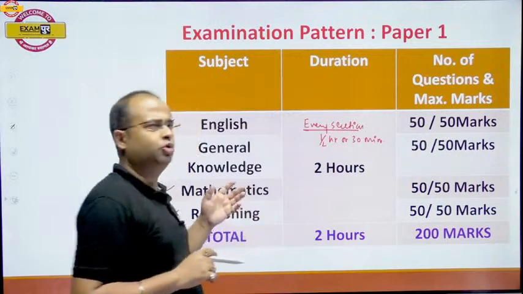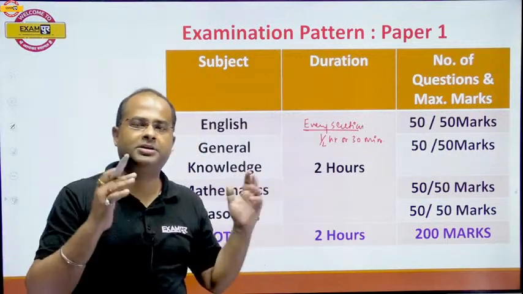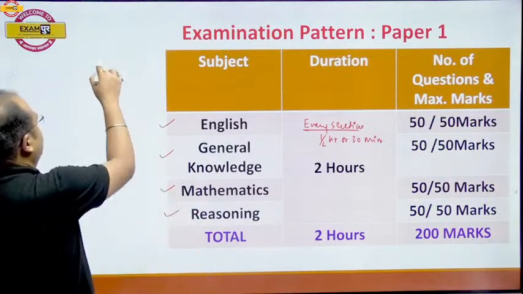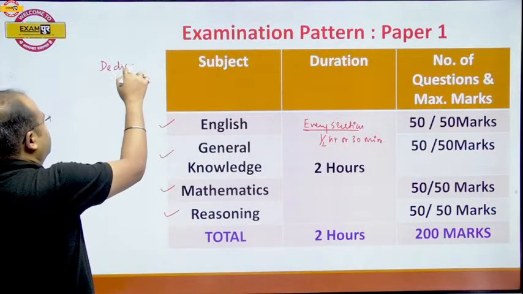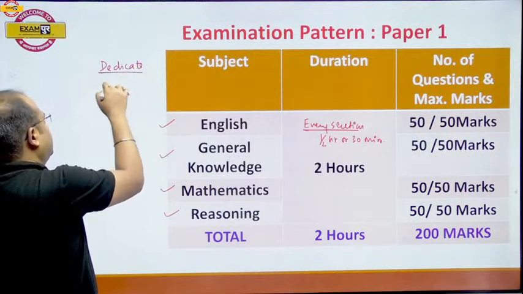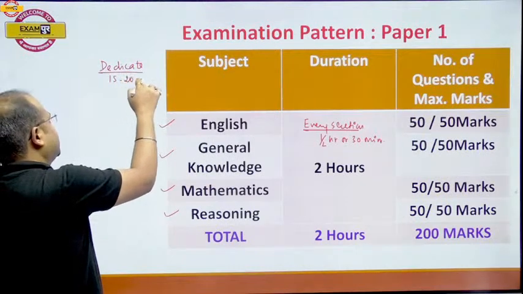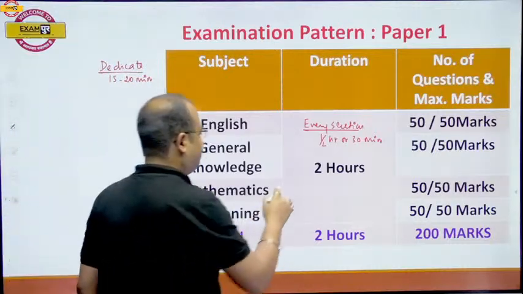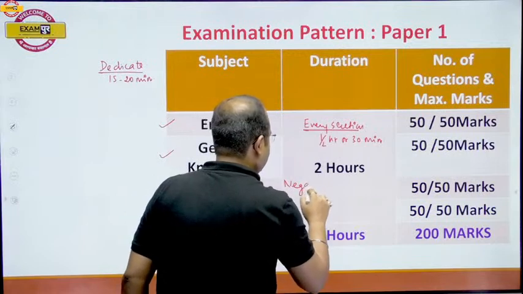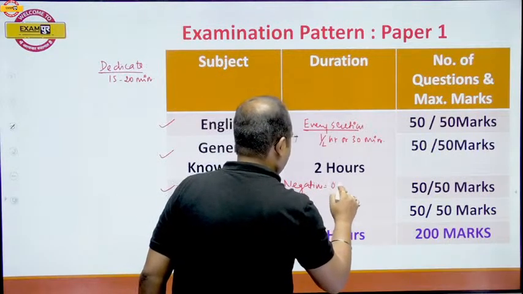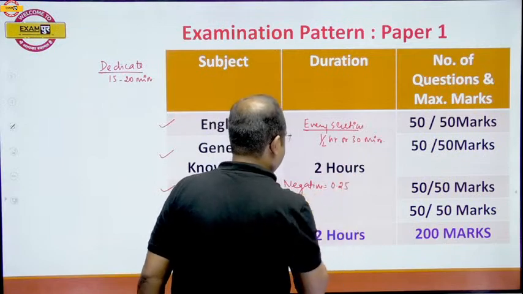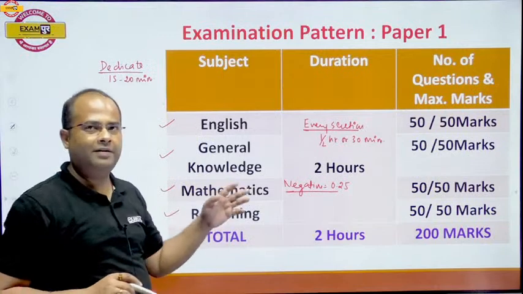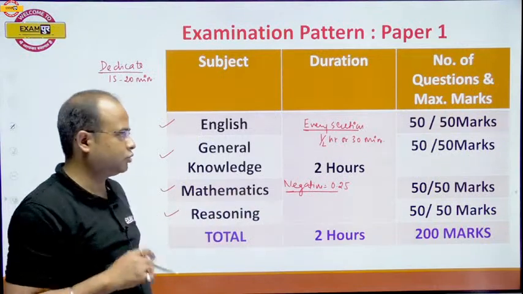But my dear students, you don't have to dedicate the complete 30 minutes to general awareness. If you dedicate 15 to 20 minutes to the general awareness section, that is more than enough. And we have negative marking also, which is 0.25. So negative marking in the SSC CPO examination is 0.25, and every section has 30 minutes to solve.